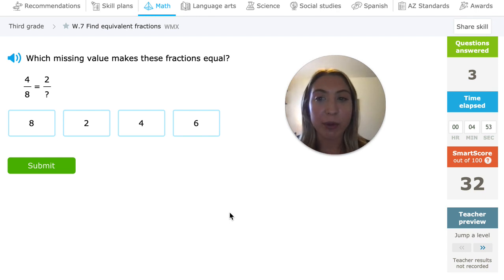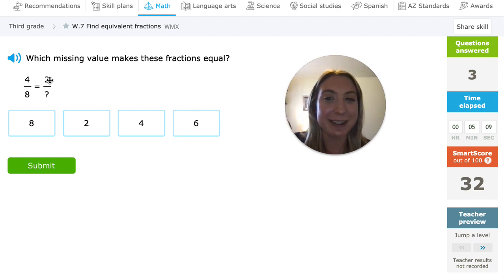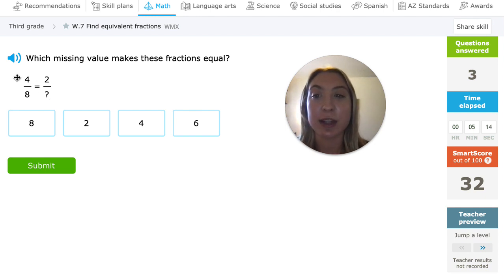Now, they're both blank. So which missing value makes these fractions equal? Sorry, they are not both blank. For some reason, I thought the 2 was a question mark. We have to figure out the denominator. And again, we're working with division because they gave us the numerator, 4 and 2, so we're going to a smaller number. So 4 divided by what gets us to 2? Well, 4 divided by 2 gives us the answer 2. So if we divided the numerator by 2, we also have to divide the denominator by 2. So 8 divided by 2 gives us 4.